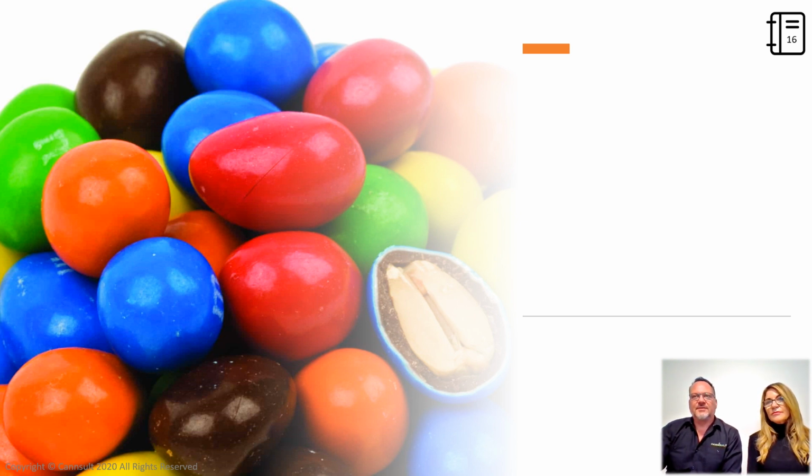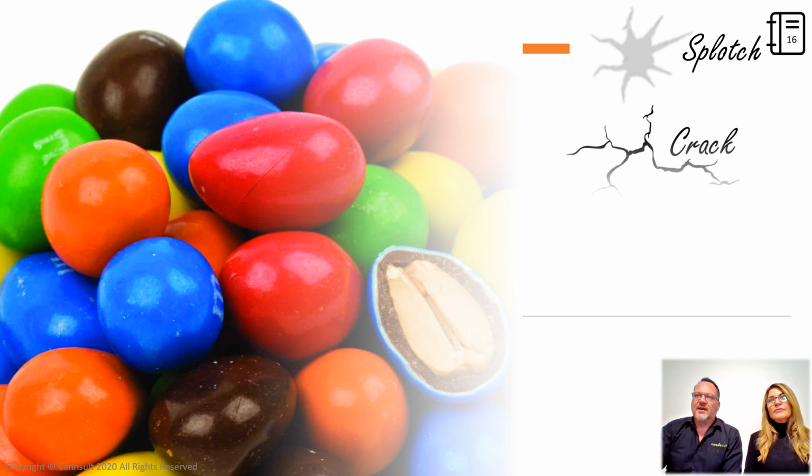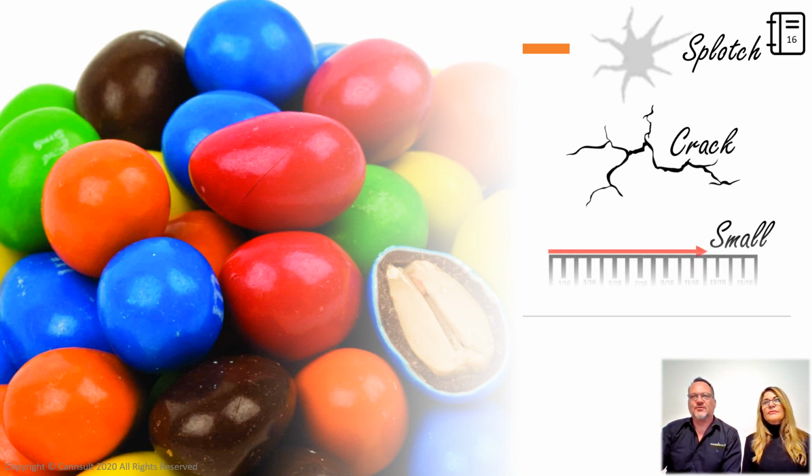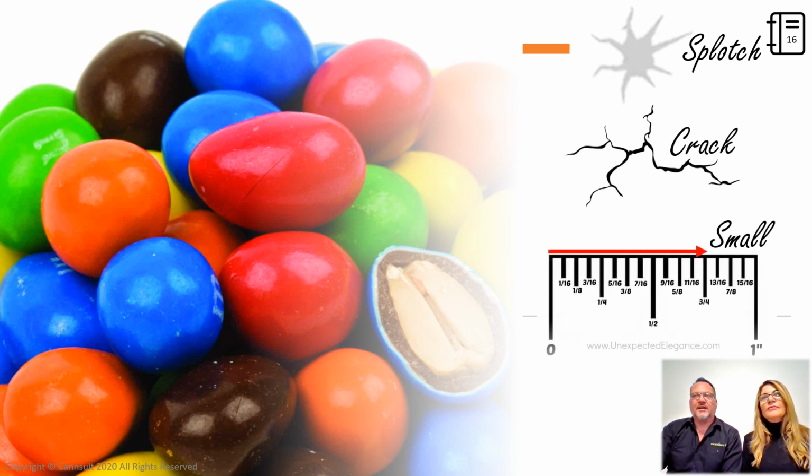There are 3 types of defects: a splotch, a crack, and too small. Now let's try this again. Label the first 3 columns as splotch, crack, and small, and then measure the defects for your second try. Pause the video again, and let's see how you do this time.